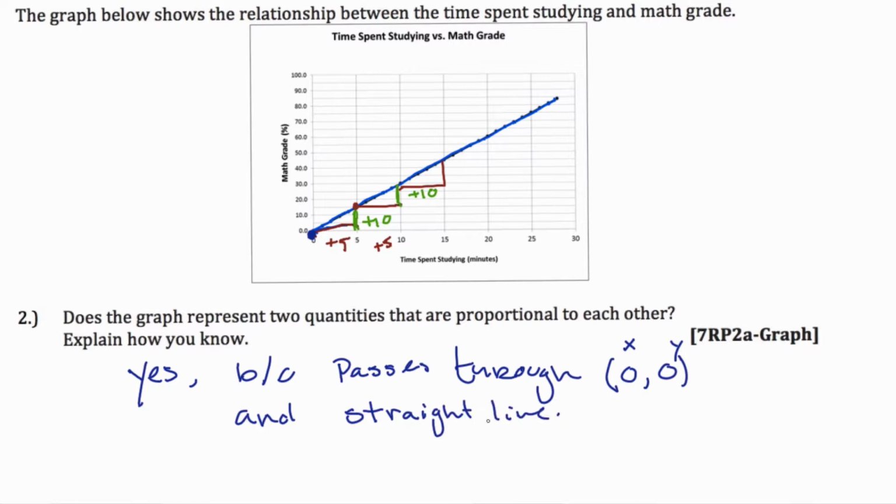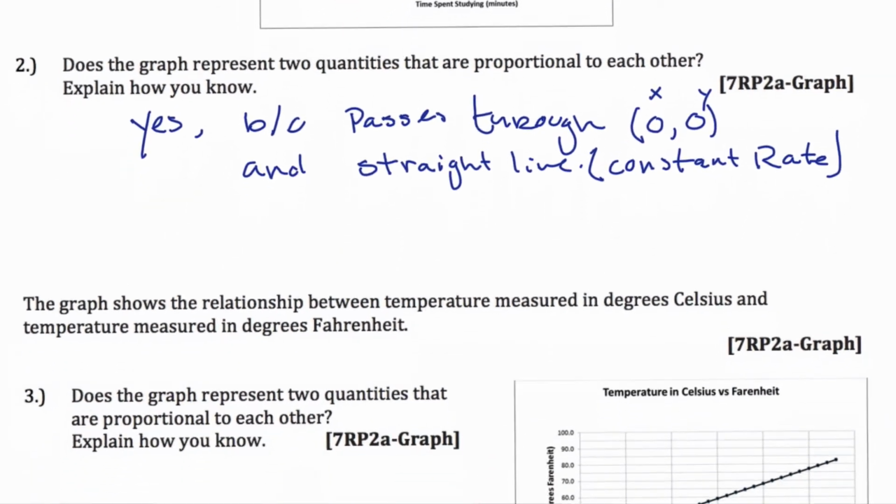Another way you can say that is it has a constant rate, right? A constant rate. All right, so that is that question. Let's look at 3, which is very similar.